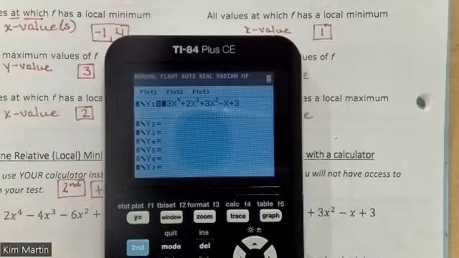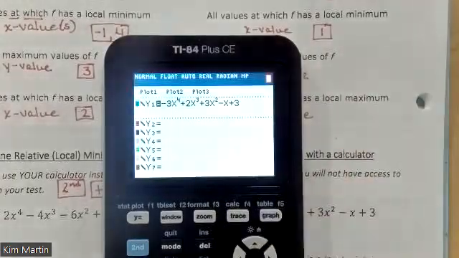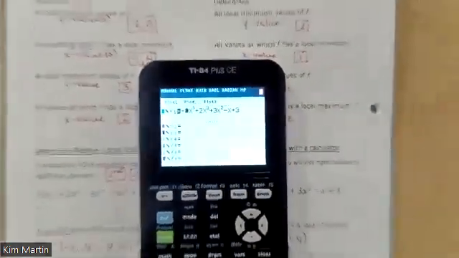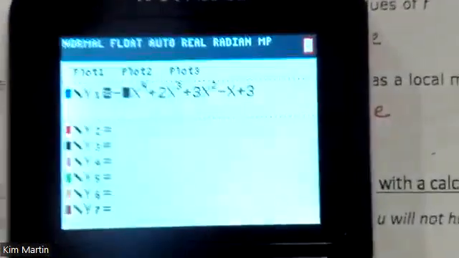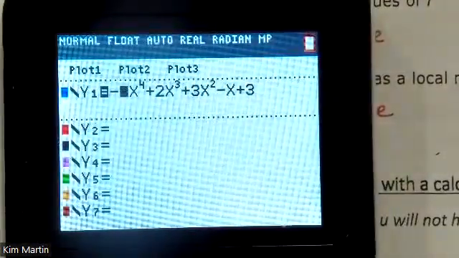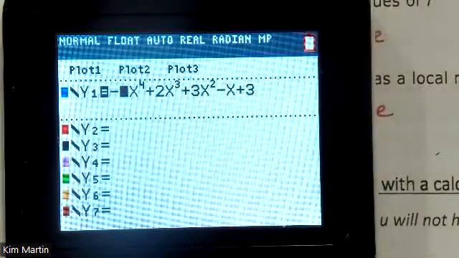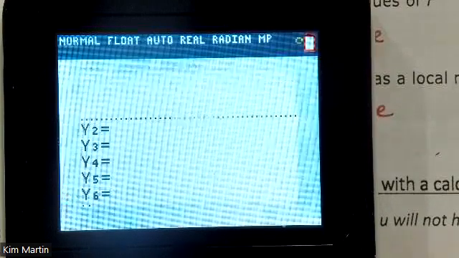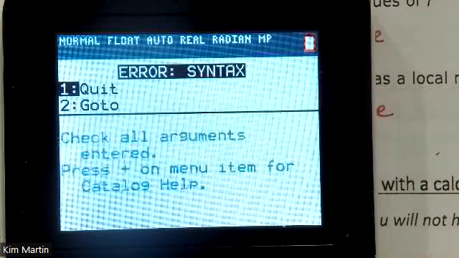Okay, so mine has this, but I'm going to type it in wrong. You may not be able to notice that this is wrong. But here's what I want you to do: look at mine. Don't hit graph on yours. Just watch mine because I want you to see what could happen. When I hit graph, notice it went straight to an error message.